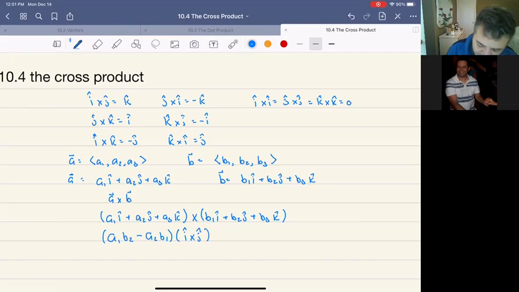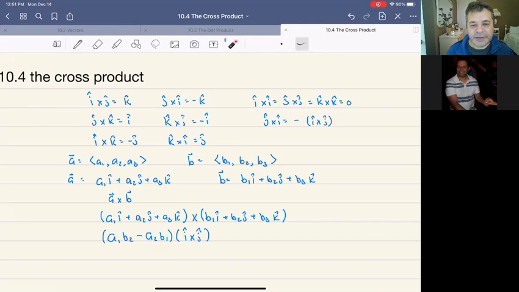That's one of the things, that j cross i equals negative i cross j. So in order to switch it around, we're going to put a negative sign on there. You don't get that? Let's try it again with another one.